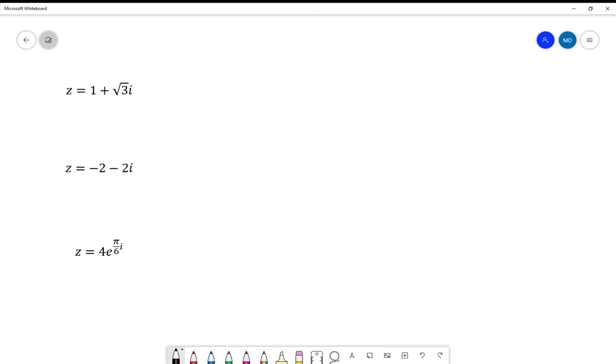So, if we have z is equal to 1 plus root 3i, we want to write it in the form of z equals r e to the i theta. Then we just need to remember what these are. This here is the modulus of z. This here is the argument of z. So we just need to work those two things out.